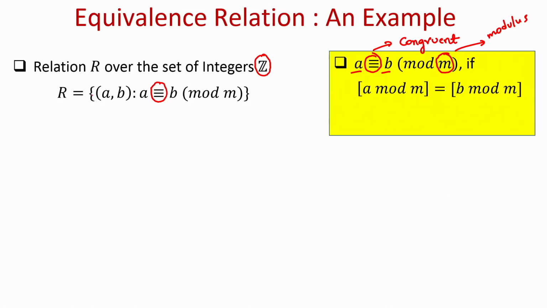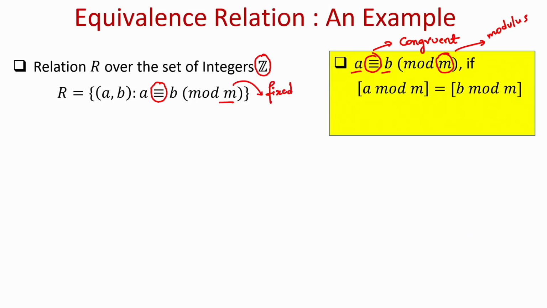So, the definition of my relation R here is that any two integers a and b give you the same remainder with respect to some given modulus m. The modulus m is given, it is a fixed modulus. Then I say that a is related to b.